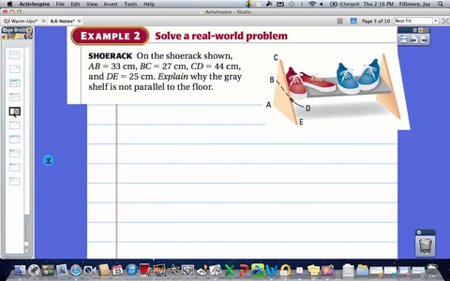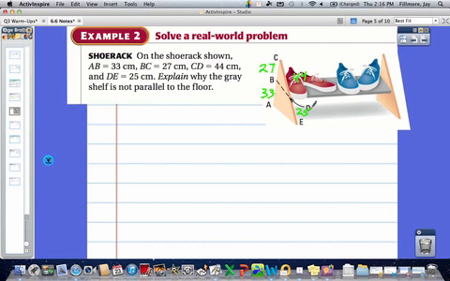On the shoe rack shown, we're given some measurements. We're told that AB is 33. We're told that BC is 27, CD is 44, and DE is 25. Explain why the gray shelf is not parallel to the floor.